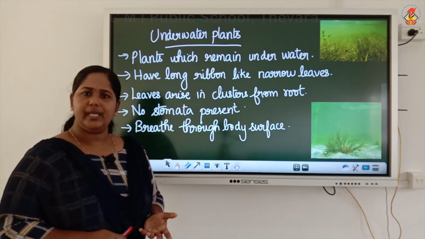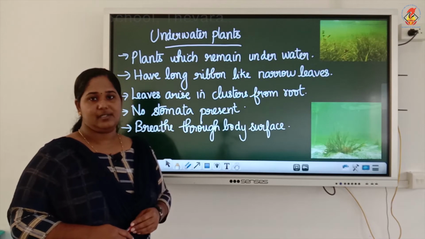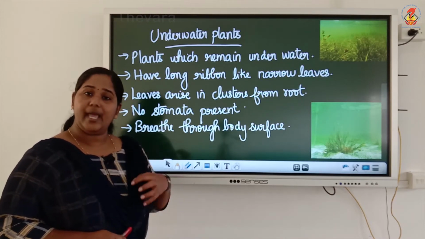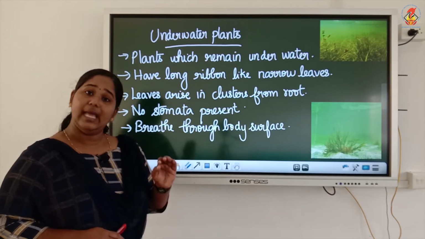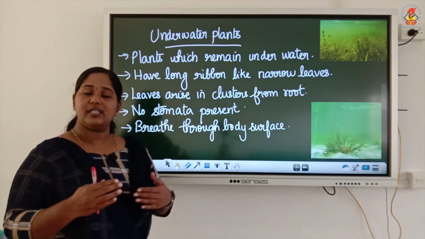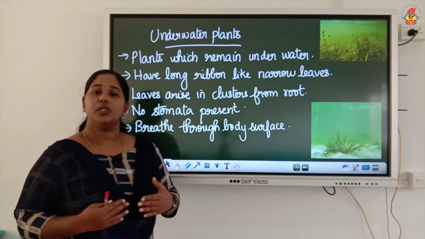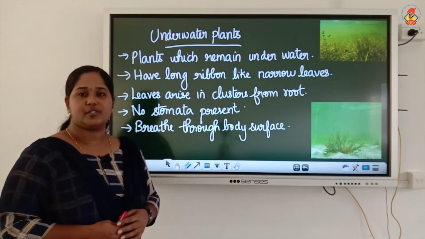And how do they breathe? They breathe through their body surface. They take in carbon dioxide that is dissolved in water and they give out oxygen that will dissolve in that water. So breathing or exchange of gases takes place through the body surface of only underwater plants. All other plants have stomata.